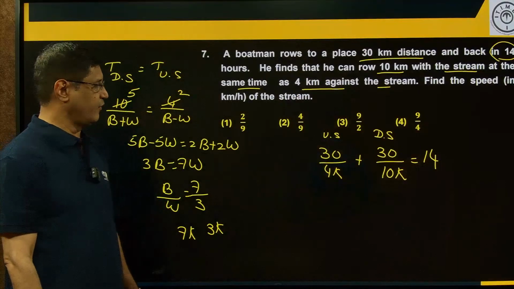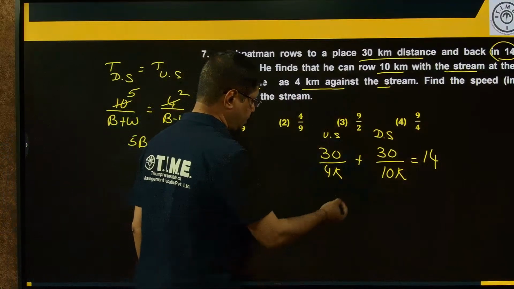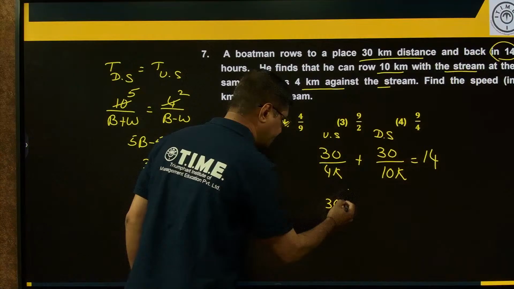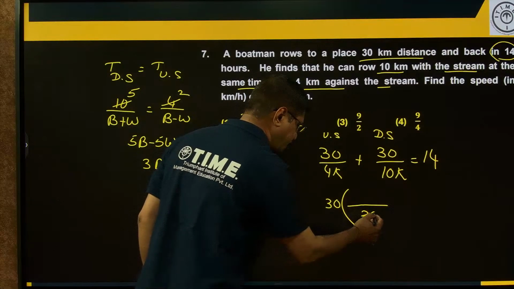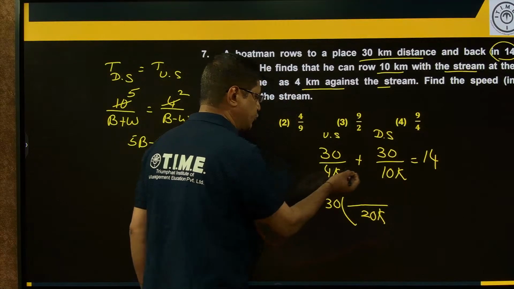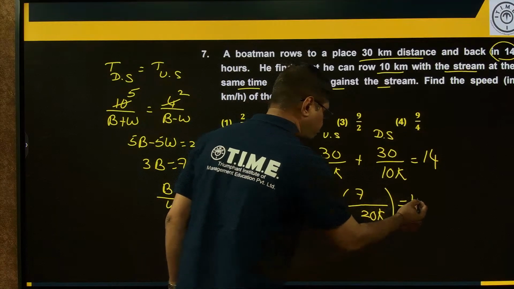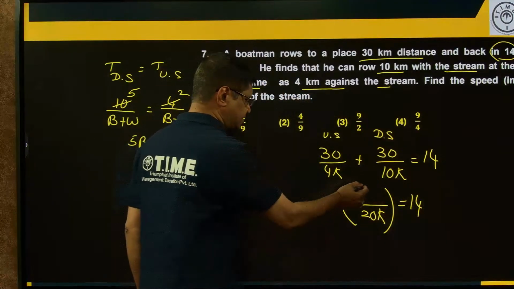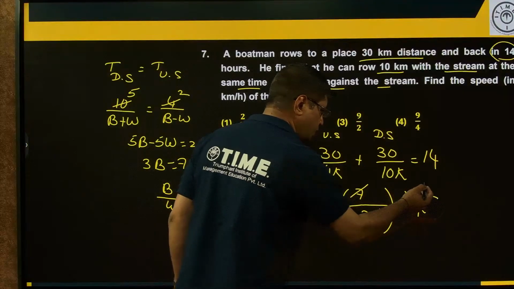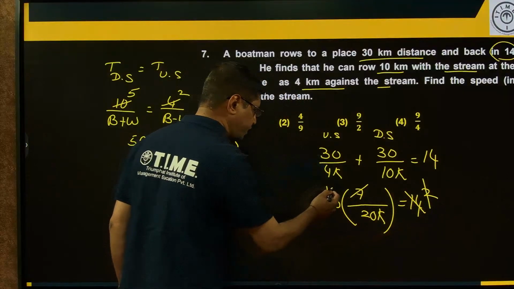Solving this, we get the K value. Now, what is the cancellation here? By taking 30 common. I am taking 30 common here. LCM 20K. 5 times plus 2 times, that is 7 times. 7 times is equal to 14. Solving. 7, it goes exactly 2 times in 14. 2 here, it goes 15 times.